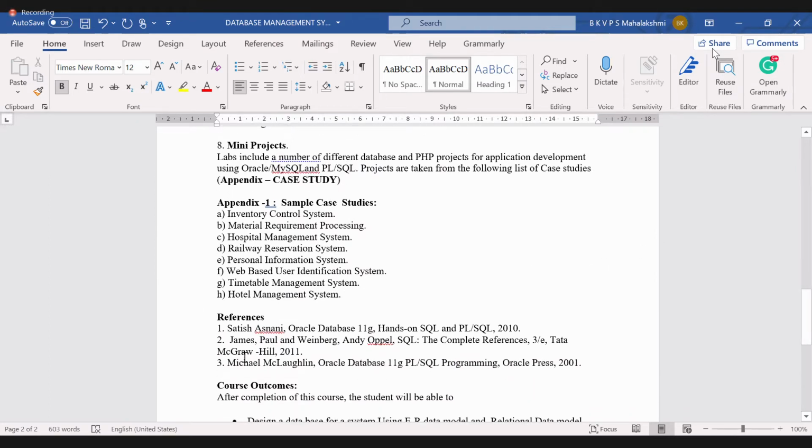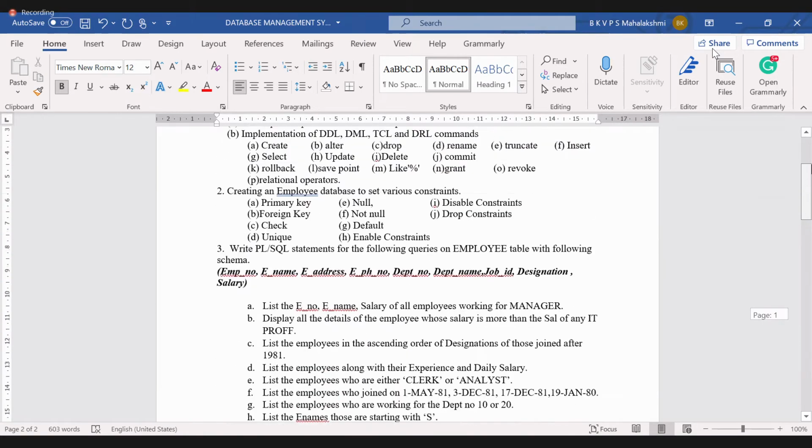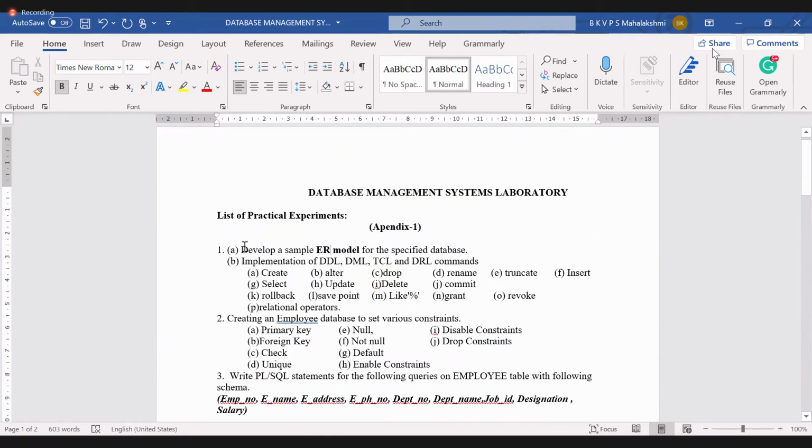So not everyone has to do all these tasks. We will divide the students into groups, and we will give just one case study to a particular group. They have to do the work on the specific one which I've given to you. Coming to the first one, develop a sample ER model for the specified database.